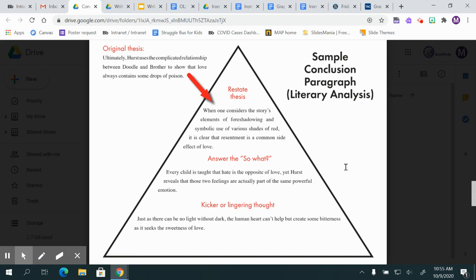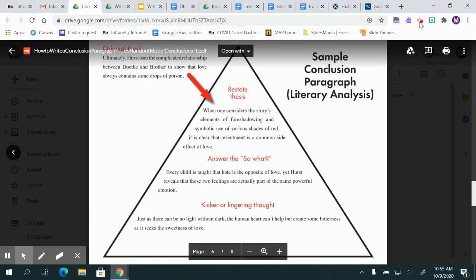Then you have your lingering thought. Just as there can be no light without darkness, the human heart can't help but create some bitterness as it seeks the sweetness of love. Again, you're leaving your reader with that interesting thought. What's the interesting thought? That even though you have lightness, there's also darkness, and vice versa. Okay. And that's how you're going to go ahead and write up your concluding paragraph.